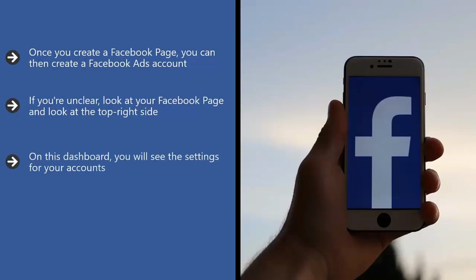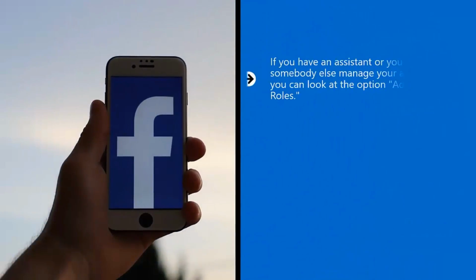On this dashboard, you will see the settings for your accounts. Click on the Ad Account you want to manage and then click on Account Settings. This option is available at the top part of the menu bar. Put in your physical address as well as the name of your business. If you have an assistant or you plan to have somebody else manage your ad campaign, you can look at the option Add Account Roles.